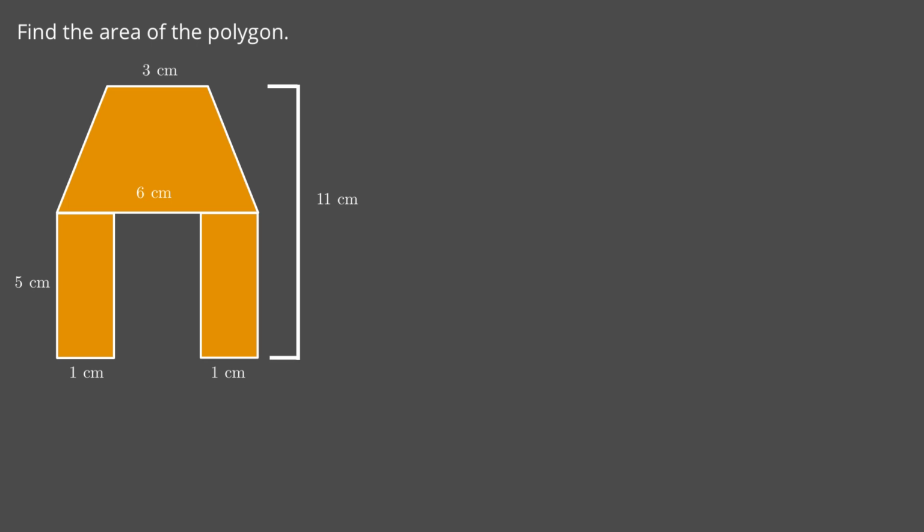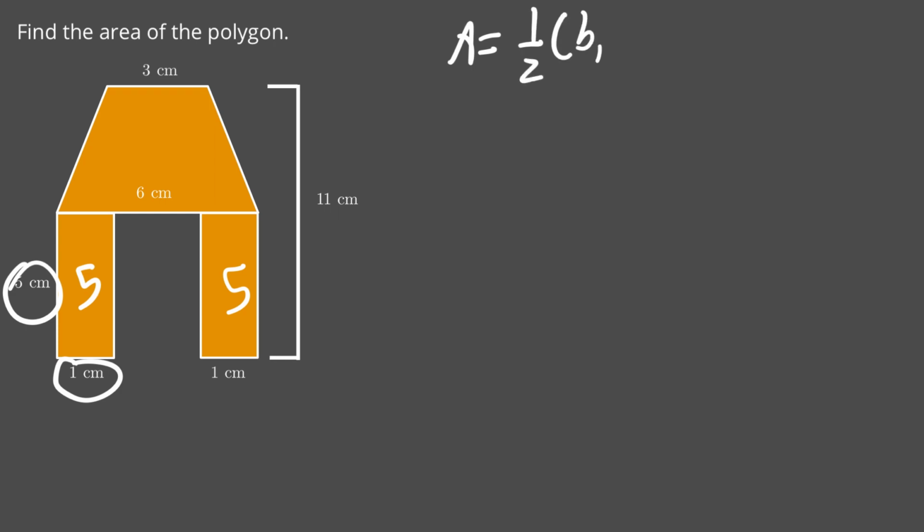First, we're going to find the area of the lower rectangles. We have 5 and 1, giving us 5 centimeters squared in each of those leg shapes. And then we need to find the top, which is going to be a trapezoid. From previous lessons, you should remember that the area of a trapezoid is equal to 1/2 the base 1 plus the base 2, which is going to be the top and the bottom, all times the height. Essentially, you're averaging the bases and multiplying it by the height.